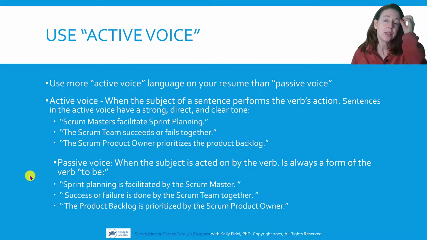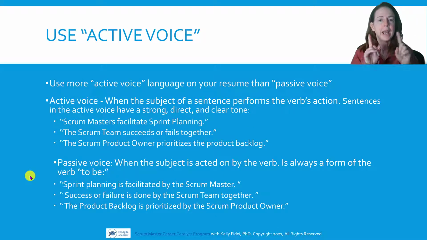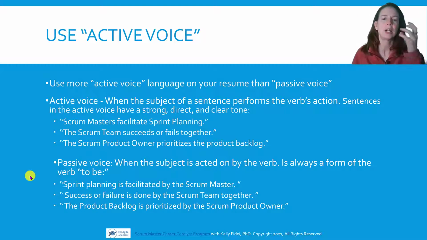Okay. Another thing you want to do with the language on your resume is use the active voice in your verbs, not the passive voice. Passive voice, bad, bad, bad. It's dead. Active voice is when the subject of the sentence performs the verb's action. It makes your language really strong, direct, and clear, and that's what you want in your resume. So examples. Scrum Masters facilitate sprint planning. The Scrum team succeeds or fails together. The Scrum product owner prioritizes the product backlog. Those are all action verbs.